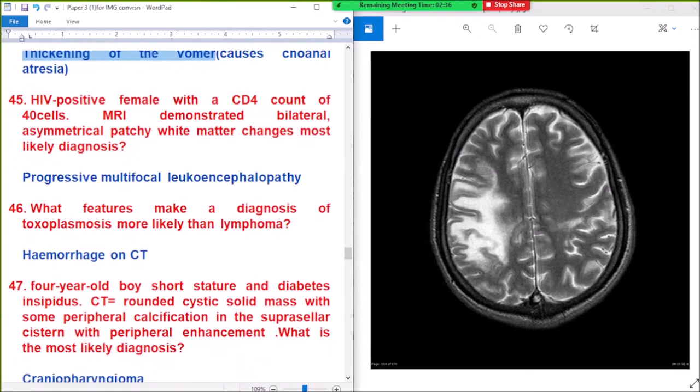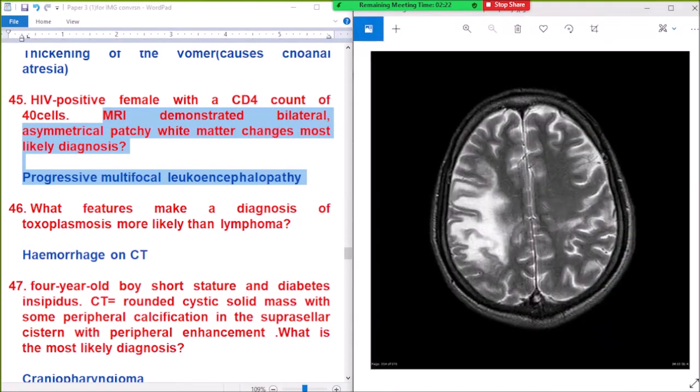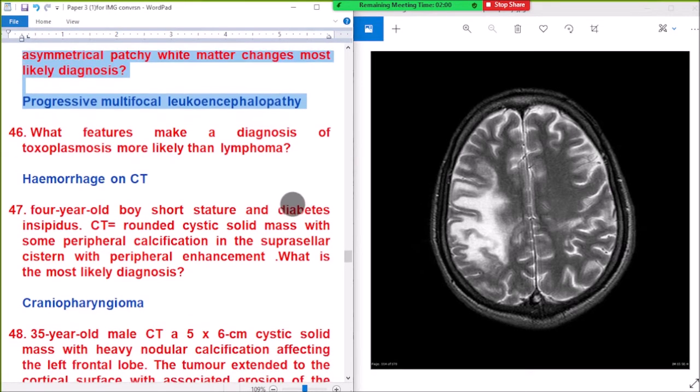Question 45. HIV positive female with a CD4 count of 40 cells. MRI demonstrates bilateral asymmetrical patchy white matter changes, most likely diagnosed as progressive multifocal leukoencephalopathy. MRI demonstrates bilateral or unilateral asymmetrical white matter changes, and the diagnosis is progressive multifocal leukoencephalopathy.